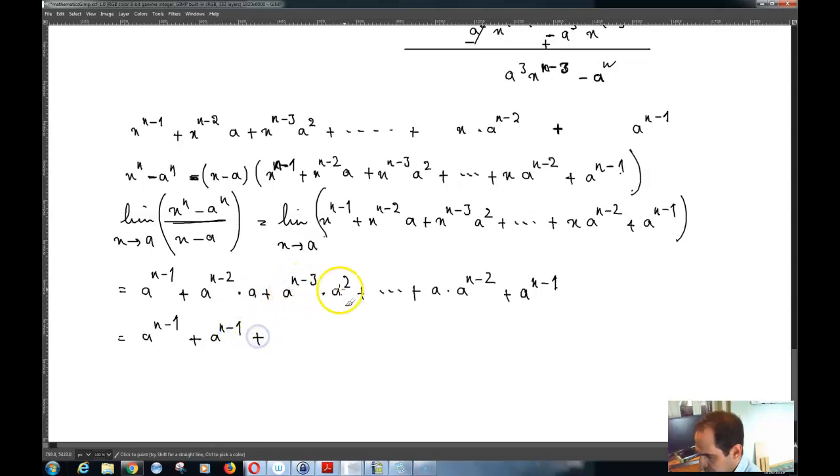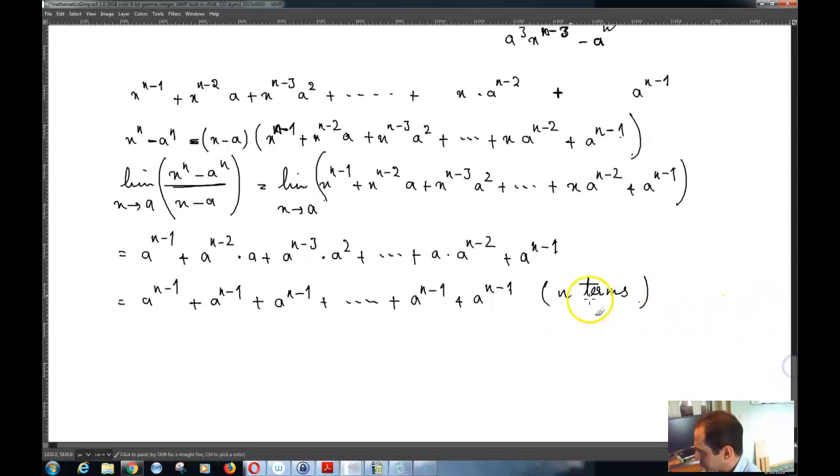And again over here you have a raised to the power n minus 1, plus all the way up to a raised to the power n minus 1, plus a raised to the power n minus 1, and that happens for n terms. That means that the sum of all this is going to be n times a raised to the power n minus 1.